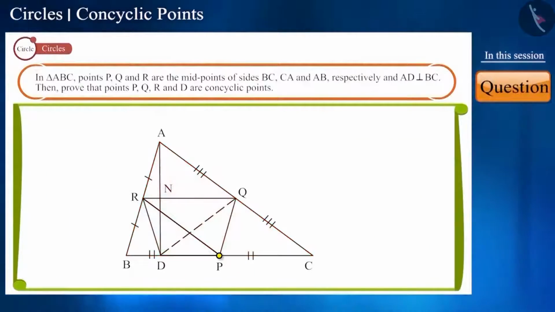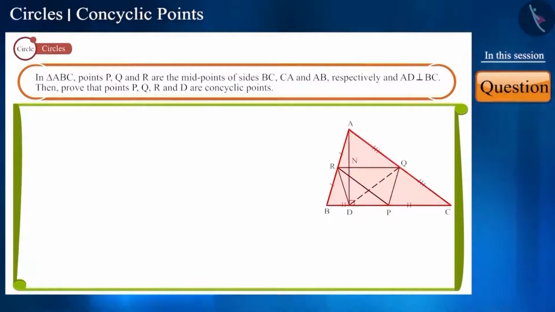In triangle ABC, points P, Q and R are the midpoints of sides BC, CA and AB respectively, and AD is perpendicular to side BC. Then, prove that points P, Q, R and D are concyclic points.